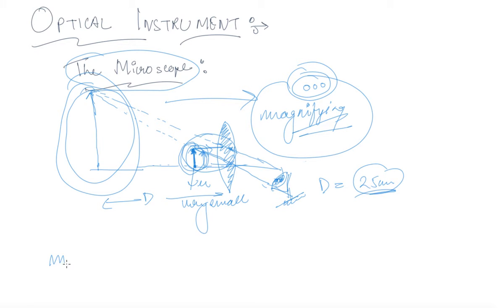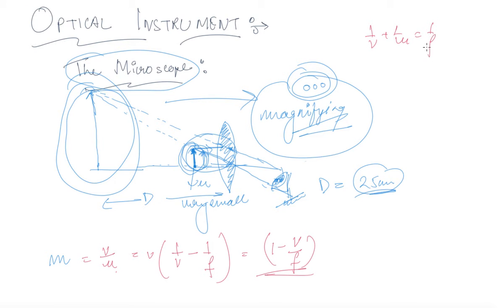So now we know magnification. If we go to the mathematical part, magnification is equal to v upon u, which is nothing but, if you take v common, 1 by v minus 1 by f. What is u? u is 1 by v minus 1 by f, which is again equal to 1 minus v by f. So this is a derivation that we can have. 1 by v plus 1 by u is equal to 1 by f. Actually, I have put this particular formula over here.